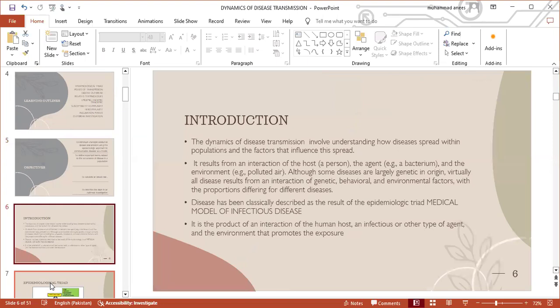The dynamics of disease transmission involve understanding how disease spreads within population and the factors that influence the spread of this disease. It results from an interaction of host, a person, the agent, a bacteria, and the environment, for example, polluted air. Although some diseases are largely genetic in origin, virtually all diseases result from an interaction of genetic, behavioral, and environmental factors, with the proportions different for different diseases.